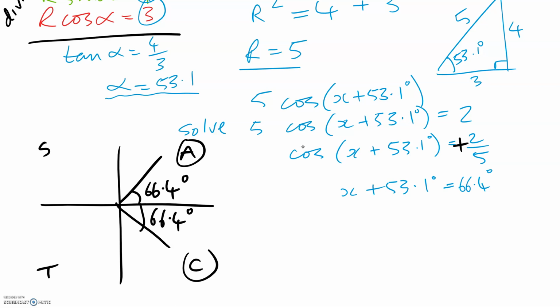So where else do we want a value? Well, it would be this one. So that's 360 minus 66.4. So that will give us another value of 293.6 degrees. And I think those are the only two values in the range. I'm not sure if it actually told us our range in the question. I think it was 0 to 360, in which case we just subtract 53.1 now, and that will be the two answers to the question.